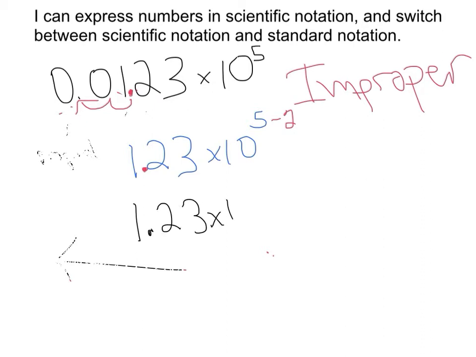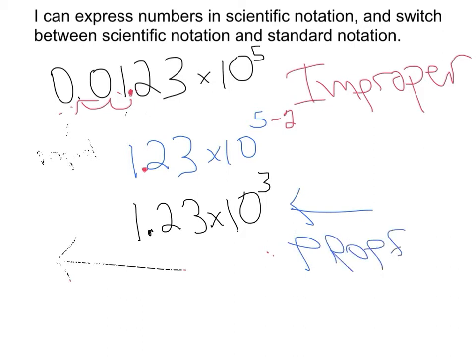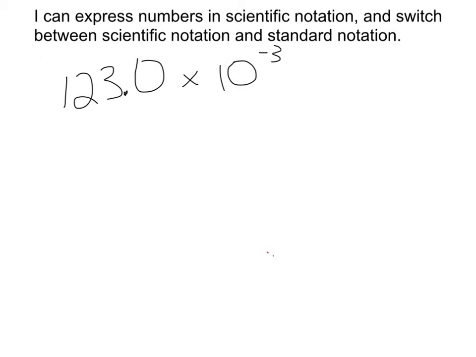1.23 times 10 to the 5 minus 2 equals 3. 1.23 times 10 to the third power. And this is proper scientific notation. And let's do another example.